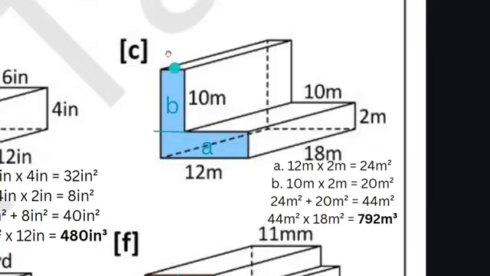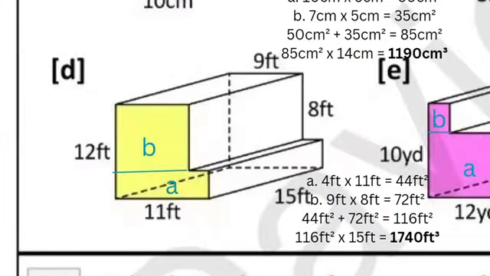This would be A and this would be B. To calculate A, we have to take 12m times 2m equals to 24m squared. And to calculate B, we have to take 12m minus 10m equals to 2m, and 2m times 10m equals to 20m squared. 24m squared plus 20m squared equals to 44m squared. 44m squared times 18m equals to 792m cubed. Next, we'll be calculating D.